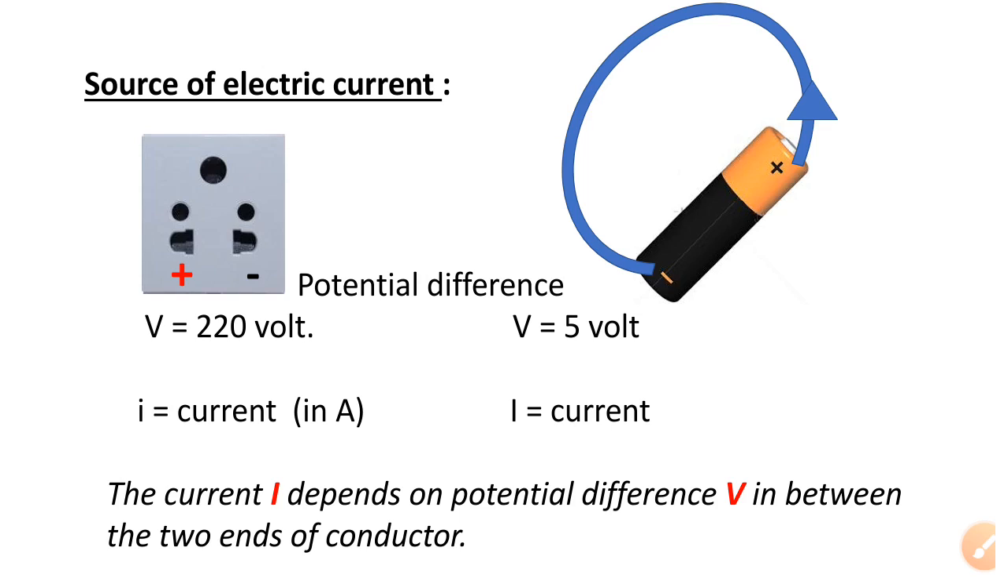Now see this one, the sources of electric current. Here this one is a very common figure that you all know, very common picture. This is an electrical socket, and here this is the positive terminal and this is the negative terminal. Okay, so here in between this positive terminal and negative terminal there is a potential difference, and this potential difference V is equal to 220 volt.